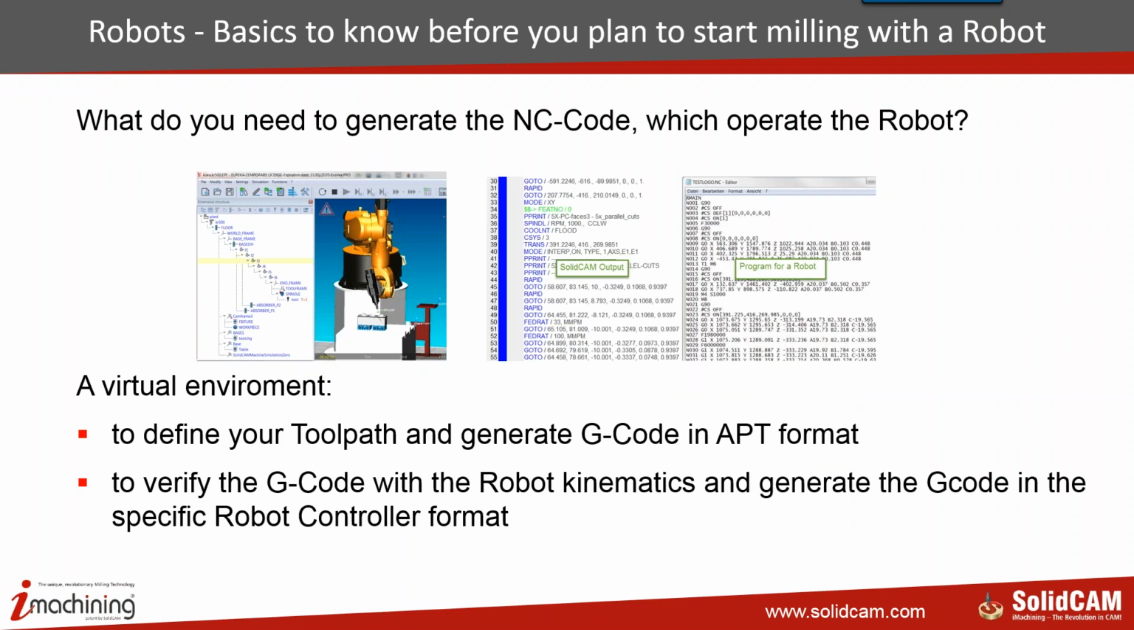So finally, what do you need to generate a G-code which operates the robot? You need a virtual environment. We are talking about that later. It's the robot solution from Roboris. You need the toolpath, which is the SolidCAM output in APT format. And finally, you need the G-code which operates the robot, and this is generated by the robot solution from Roboris.